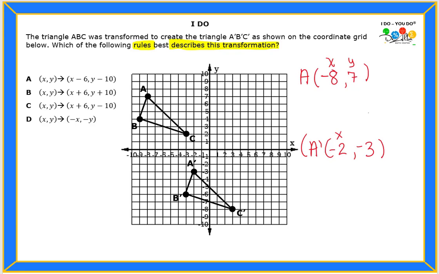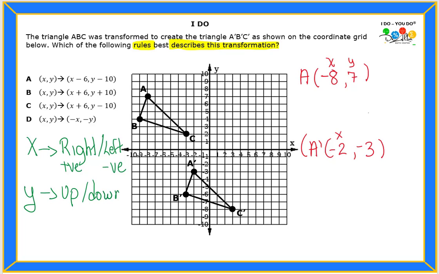Why? Because I want you to think about X, for example. If you're walking on X, you can only go to the right or to the left. If you go to the right, it's a positive. If you go to the left, it's a negative, okay? Now what about the Y? If I'm walking on the Y, I can only go up or down. And going up means positive, going down means negative.